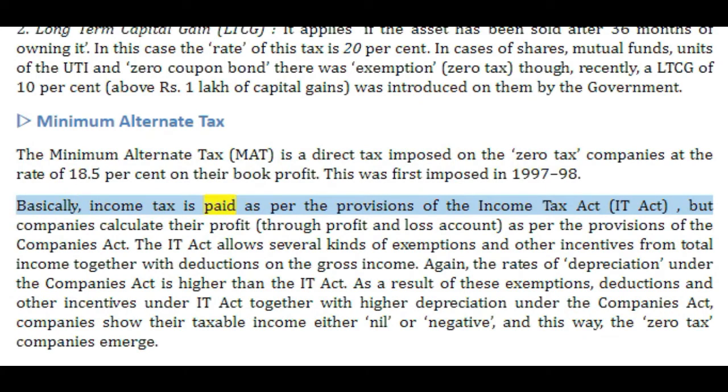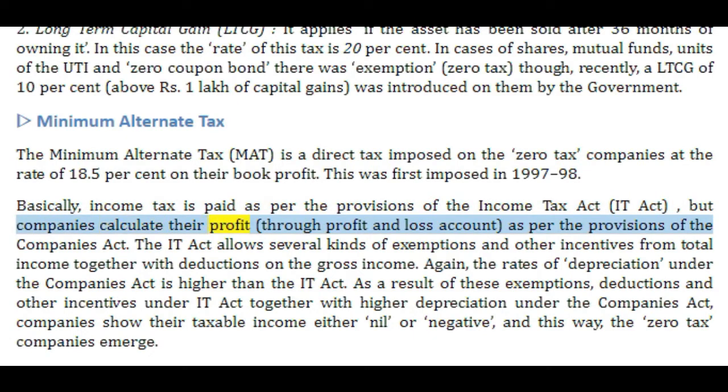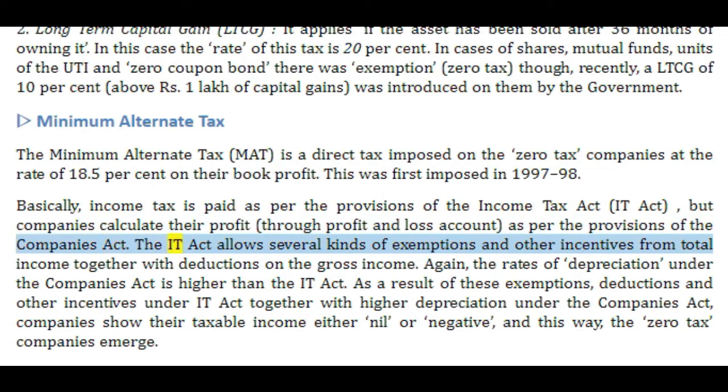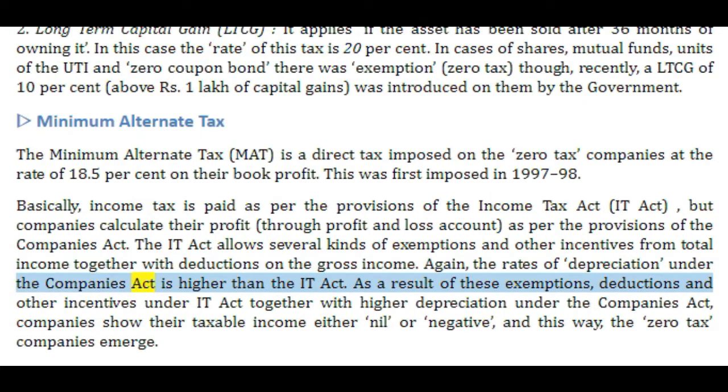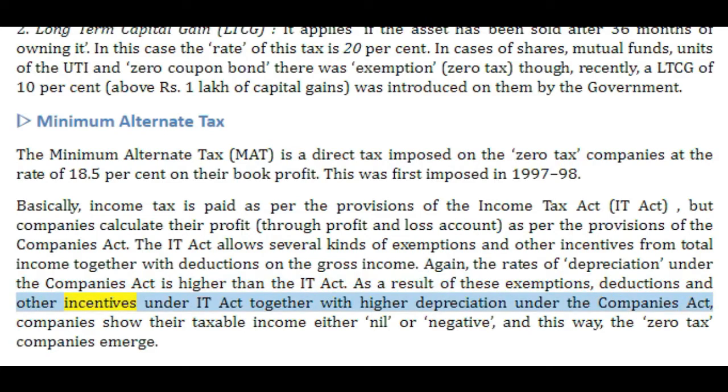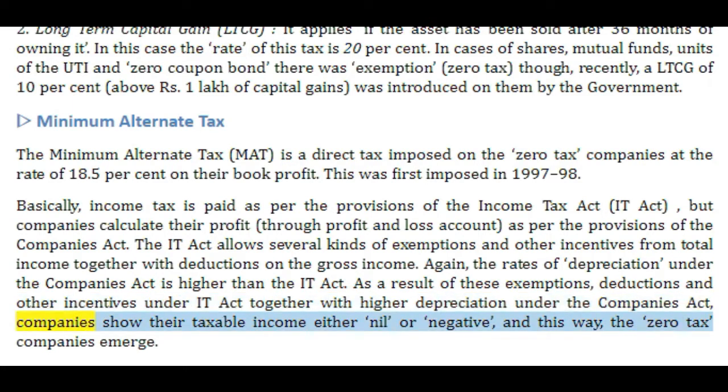Basically, income tax is paid as per the provisions of the Income Tax Act, IT Act, but companies calculate their profit through profit and loss account as per the provisions of the Companies Act. The IT Act allows several kinds of exemptions and other incentives from total income together with deductions on the gross income. Again, the rates of depreciation under the Companies Act is higher than the IT Act. As a result of these exemptions, deductions, and other incentives under IT Act together with higher depreciation under the Companies Act, companies show their taxable income either nil or negative, and this way, the zero tax companies emerge.